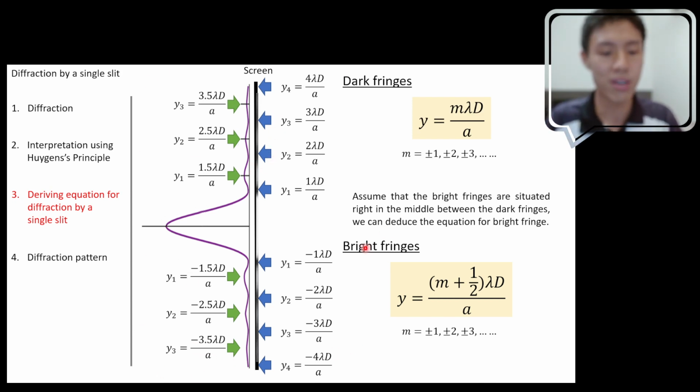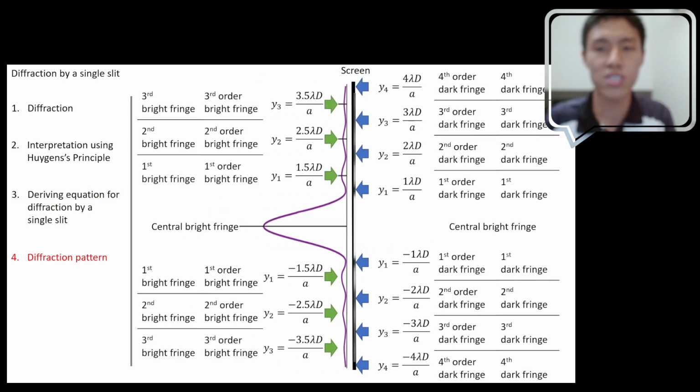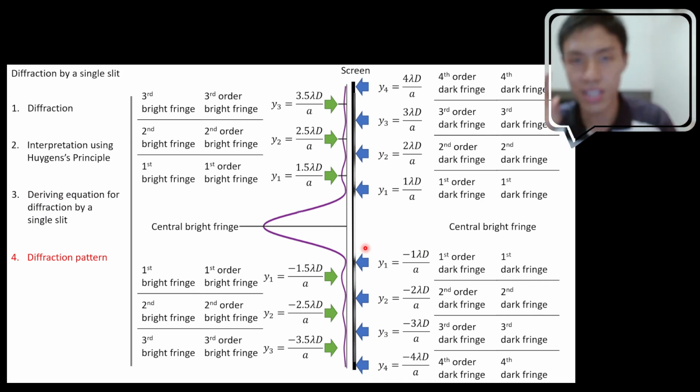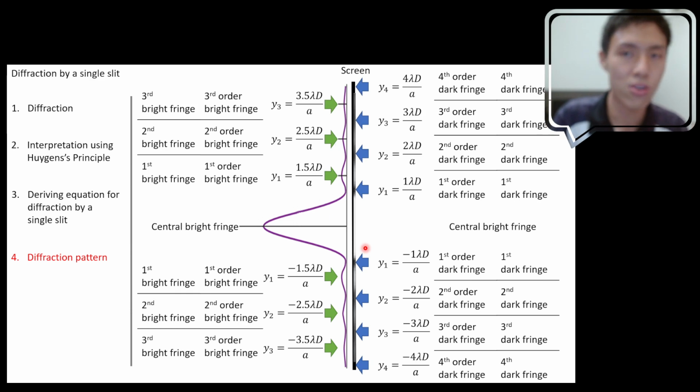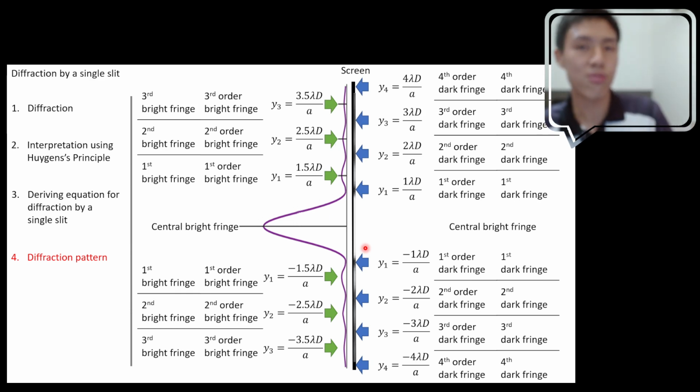Nothing to worry about. Again, the naming is very important. Please make sure you check whether the word order exists in your question or not in order to solve the question. If there's a word order, that is the m. If there's no word order, you need to count carefully. So that's it for my explanation for diffraction.